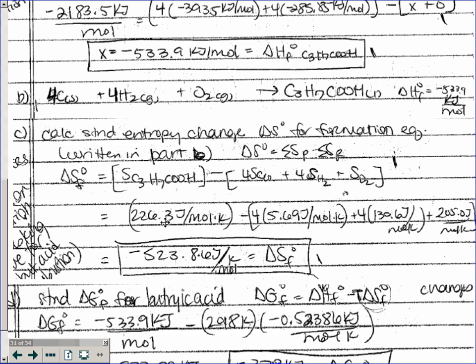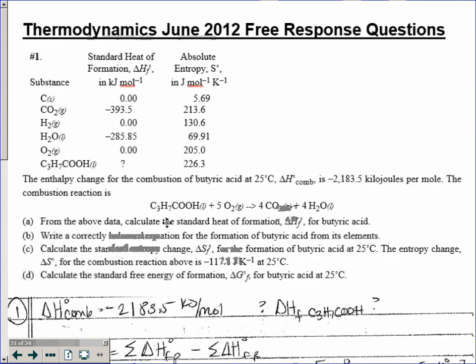For C, it said to find the entropy change for the formation equation. My bad, for the formation equation. And you just have to be very careful. You're talking about the combustion, which was the first scenario given, or the formation, which was the second scenario. So that's where some people, I think, went wrong. But on the data table, they gave us all the data points of carbon, oxygen, and hydrogen, which are the pieces we need for the formation equation.